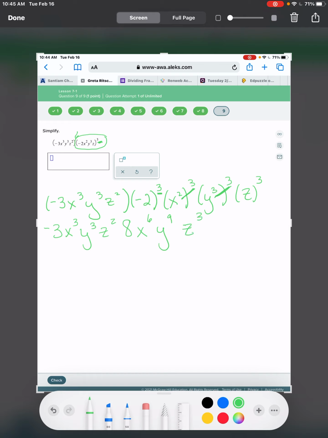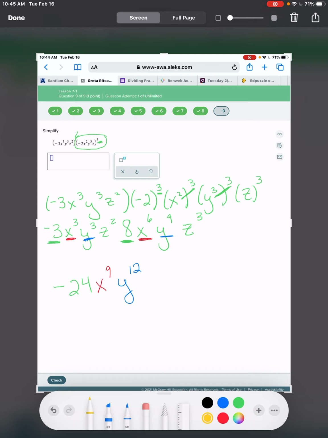Okay, let's combine things here. I have a negative 3 and an 8. And negative 3 times 8 is negative 24. Okay, let's look for x's. I have x to the 3rd and x to the 6th. So 3 plus 6 is x to the 9th. All right, let's look for y's. I have y to the 3rd and y to the 9th. Y to the 3 plus 9 is 12.